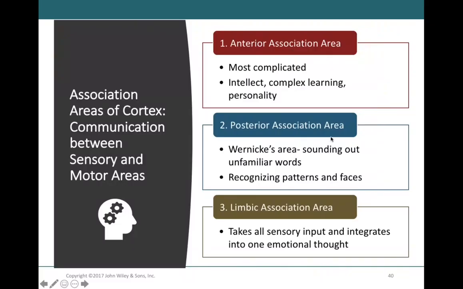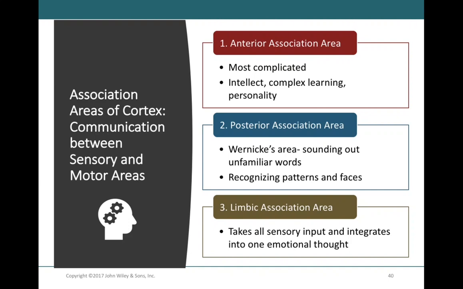Now the two major things that I want to touch on this slide are Wernicke's area as well as the limbic association area. Remember, the limbic system needs to be associated with our understanding of emotions. So the limbic association area is going to consolidate all of our sensory information and form our current emotions. Wernicke's area, on the other hand, is important for us to understand language. Wernicke's area helps us to understand spoken language, while Broca's area helps us to speak language.